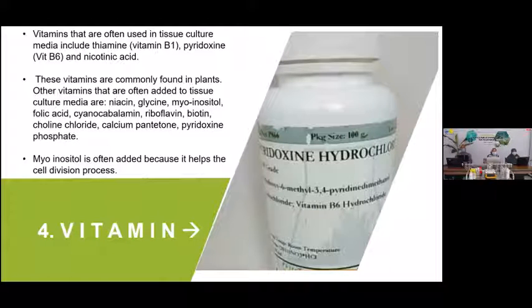And we also need vitamins. These vitamins are commonly found in plants, but other vitamins that are often added to tissue culture media are niacin, glycine, myo-inositol, riboflavin, biotin, and so on. But myo-inositol is often added because it helps the cell division process.